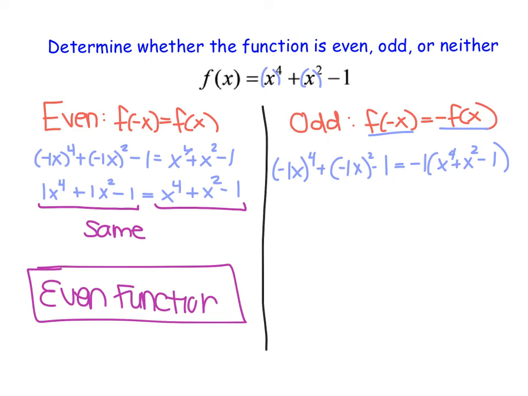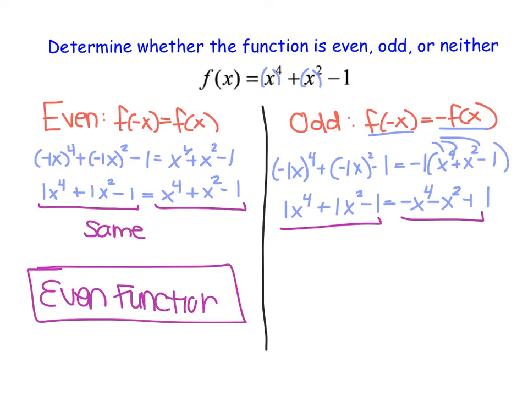Again, I know that negative 1 to the power of 4 is a positive 1, and negative 1 to the power of 2 is a positive 1. So that's what my horizontal reflection would look like. And here, if I distribute out a negative 1, I get negative x to the 4th minus x squared plus 1. I can clearly see that these are not the same. So I can confirm that this function is in fact not an odd function. Now you've seen an example where we have an even function that is reflected around the y-axis.